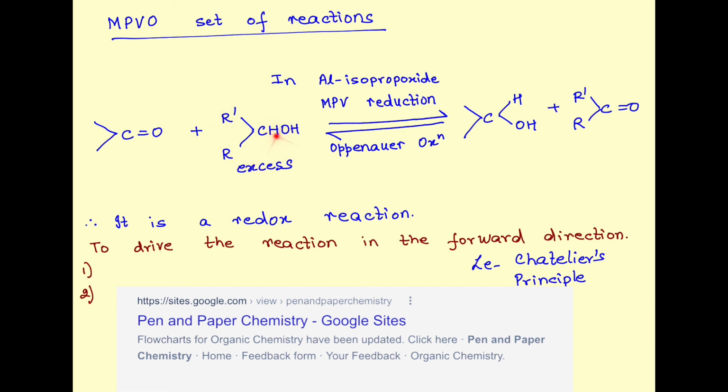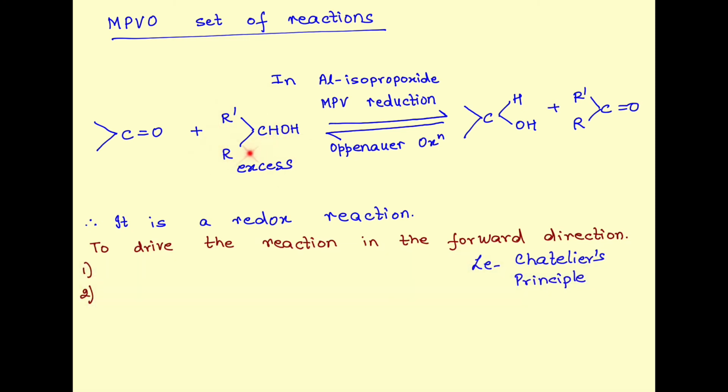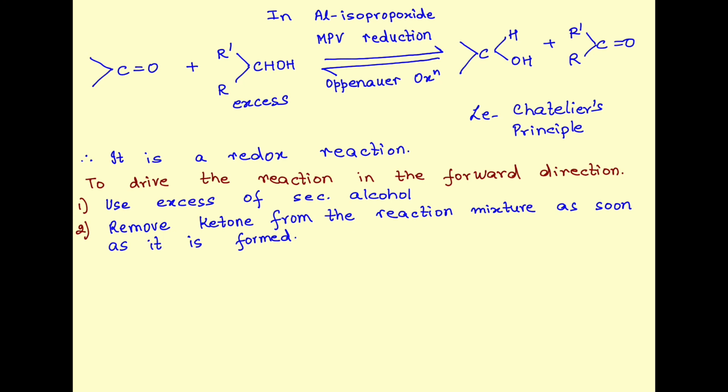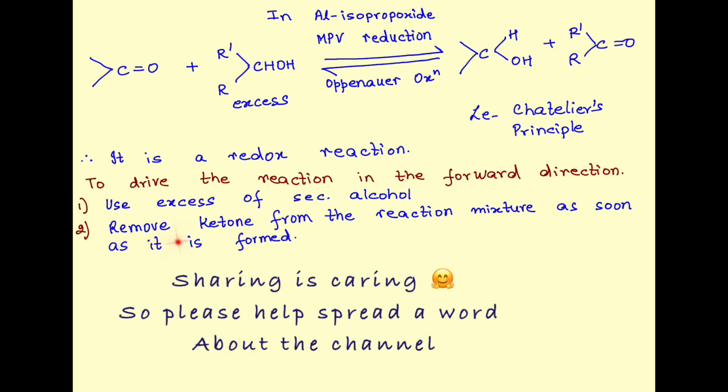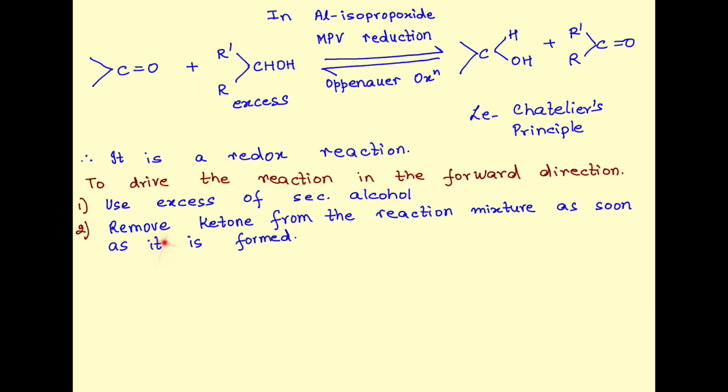So the reaction is in equilibrium. It is going to try and reduce it. How will it reduce? Only if it consumes it. And how will it consume it? If the reaction proceeds in the forward direction. So you may want to add these to your notes. To drive the reaction in the forward direction, that means in order to just bring about MPV reduction, we use excess of the secondary alcohol. That means I'm talking about the reactant over here. And we remove the ketone from the reaction mixture as soon as it is formed.